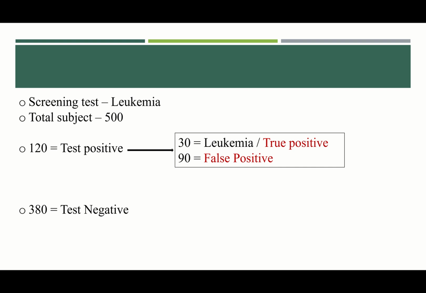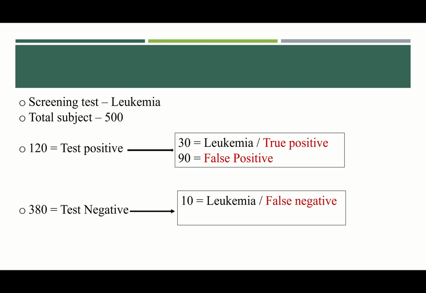What about those 380 people? Somehow among those 380 people, 10 of them after bone marrow study showed that they actually have features of leukemia. So initially they didn't have a positive screening test, they are test negative, but they actually have the disease. So they are falsely negative. 10 people are falsely negative, and the remaining 370 people have a test negative and also do not have the disease. So those are true negatives.